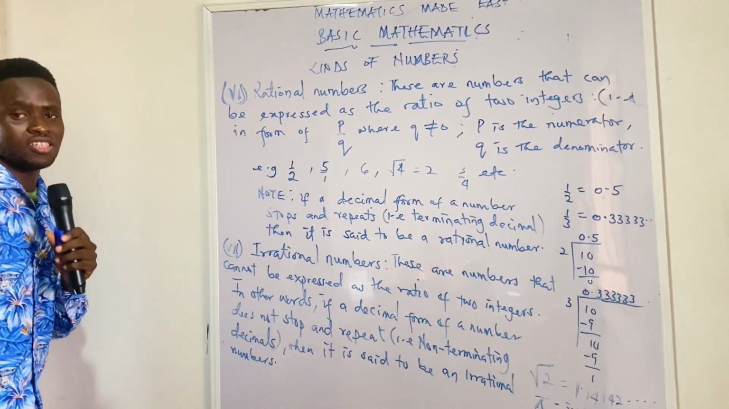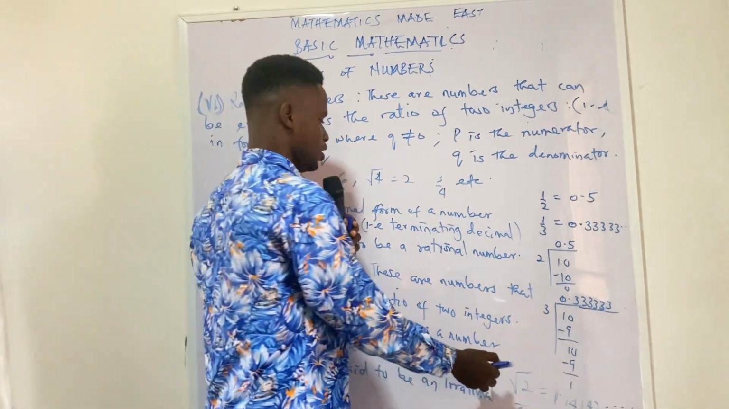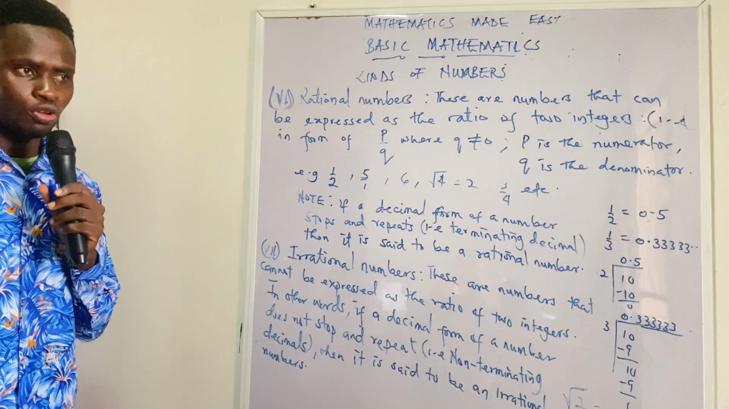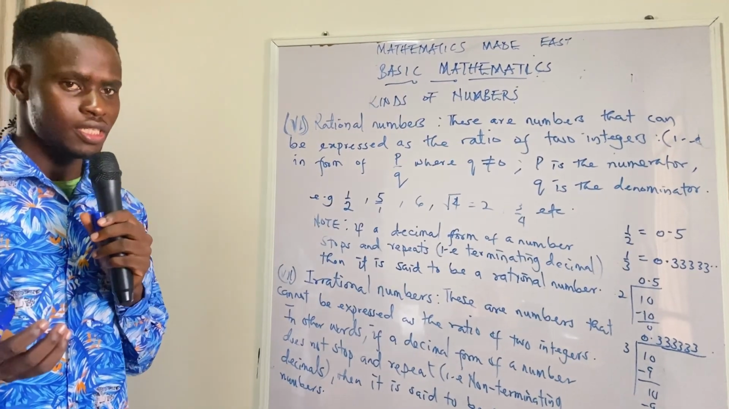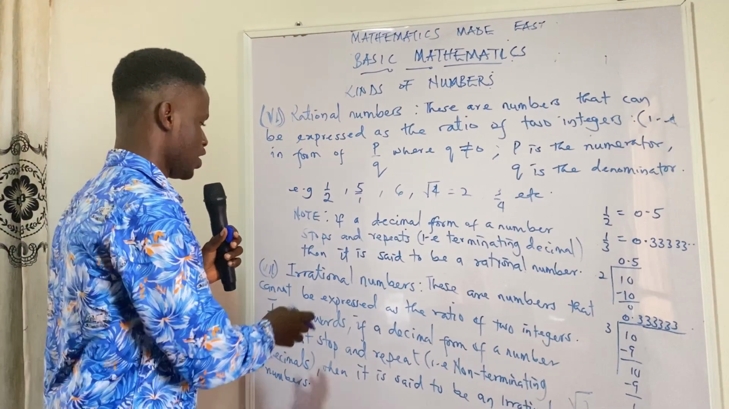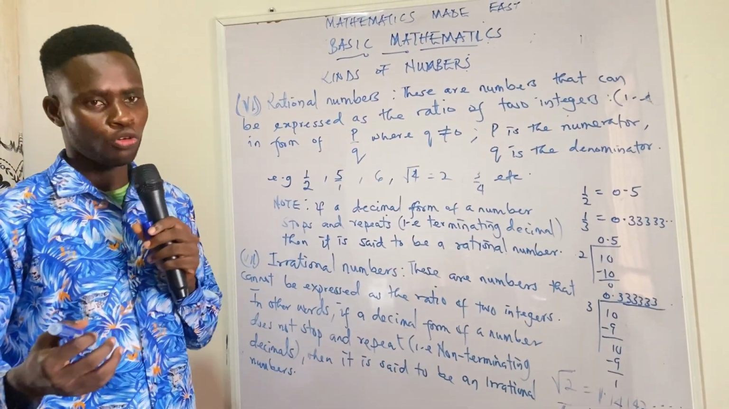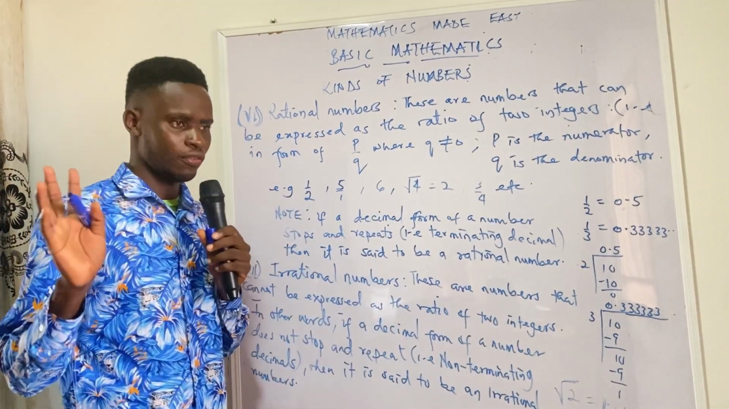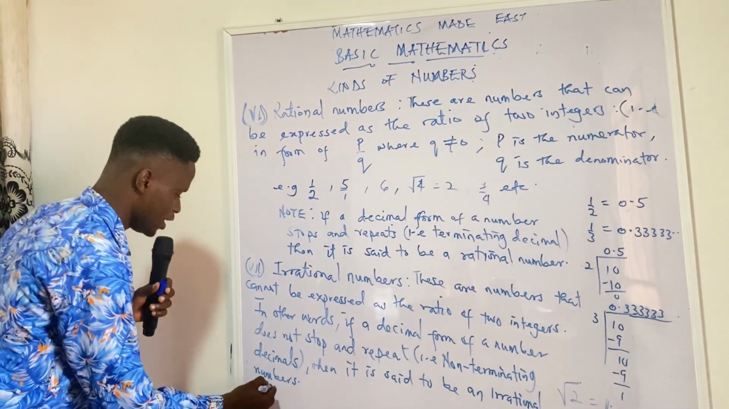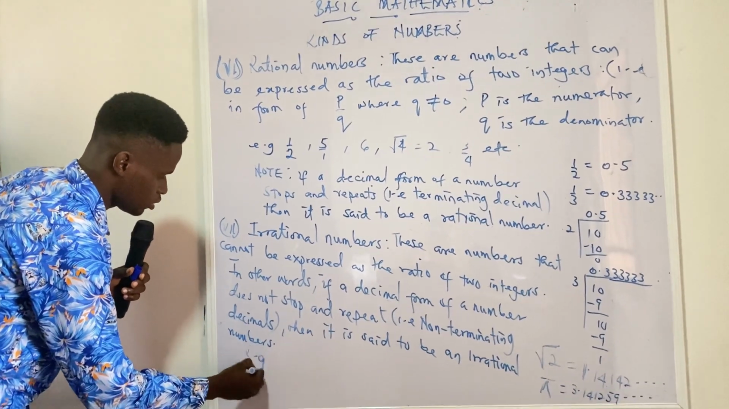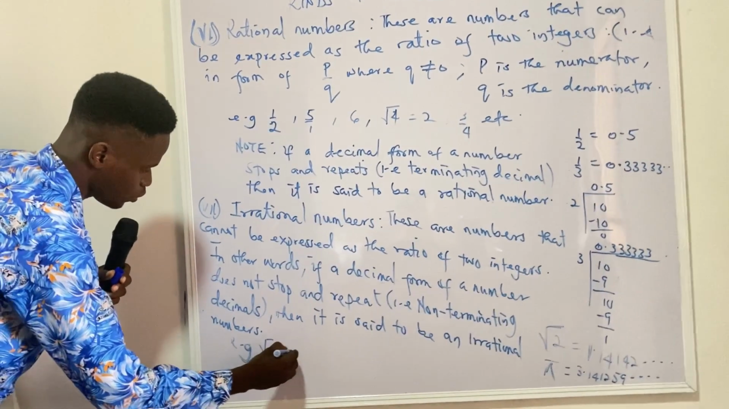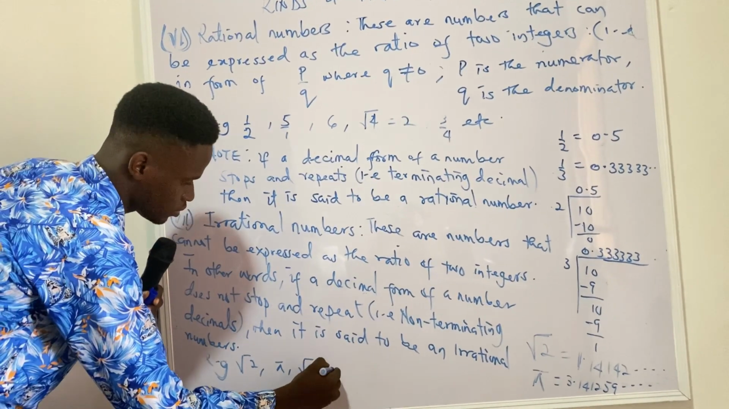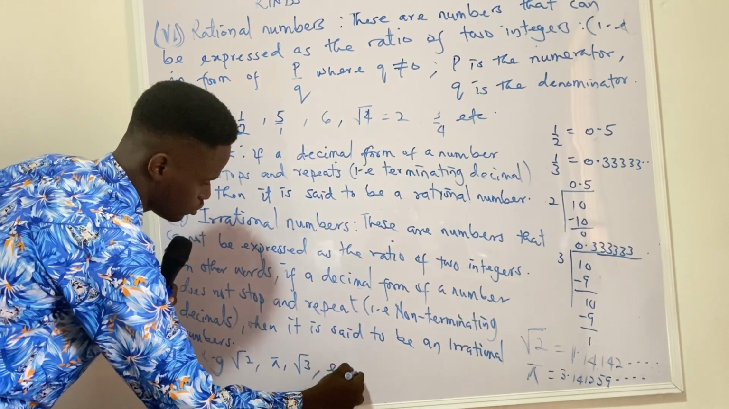So what are the examples of irrational numbers now? Just like I've explained, all those numbers whose decimal form does not stop and does not repeat are said to be irrational. And you notice that all these numbers cannot be expressed as the ratio of two integers, in the form of a fraction. So what are the examples now? We have the square root of 2, we have pi, we have the square root of 3, exponential, and so on like that.